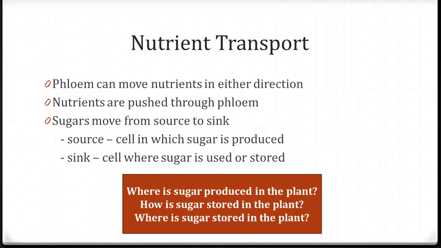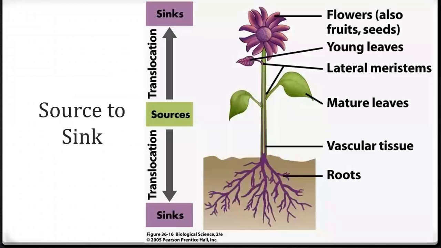So it depends on what's happening in the plant and if they need more nutrients in the roots versus nutrients in a flower. So let's look at the picture. All right, so the source is the leaves. That's where the sugars are produced from photosynthesis. And then it can either move up to the flower, which is a sink. That's where they need to use the nutrients, or down in the roots as well.